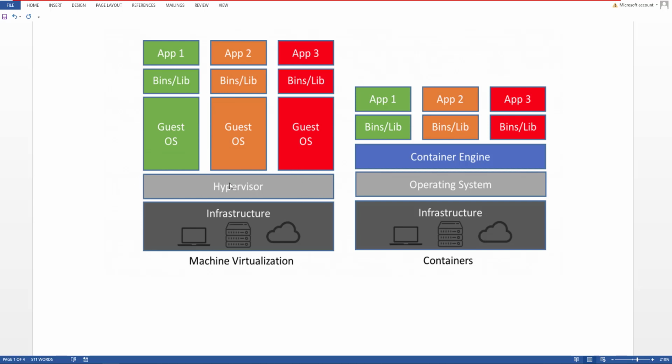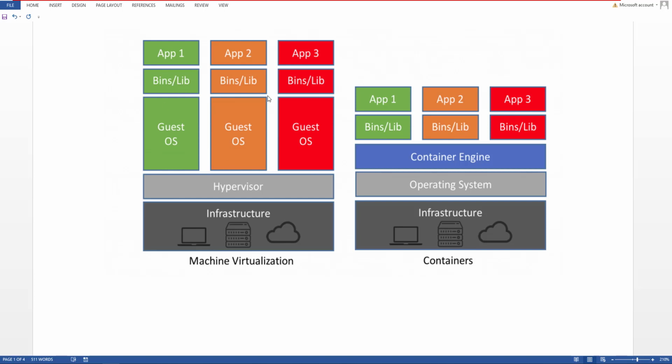A hypervisor creates a virtual machine, a VM, by virtualizing your operating system at the system level. Okay, so it will create a guest OS on top of your host OS. You will have a host OS here, and on top of it, you will have a guest OS. On that guest OS, you will deploy your application and the related binaries and libraries.